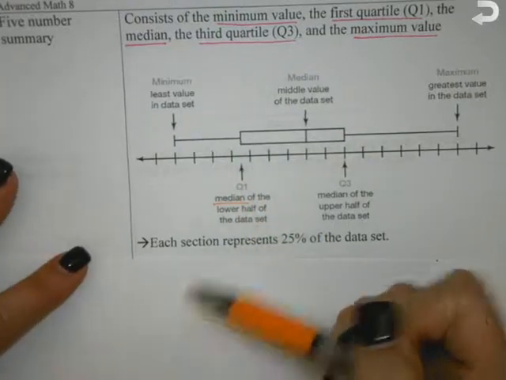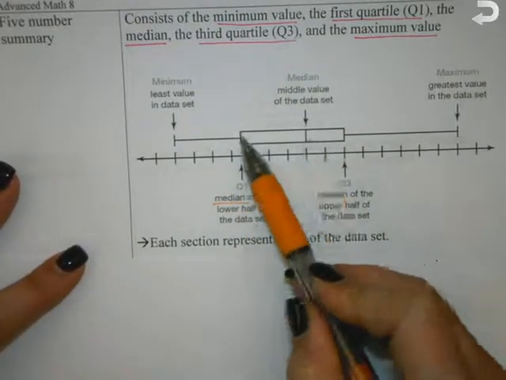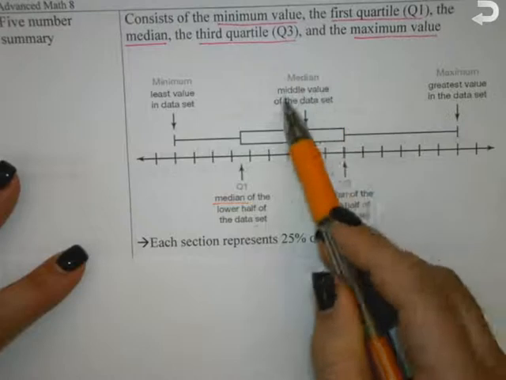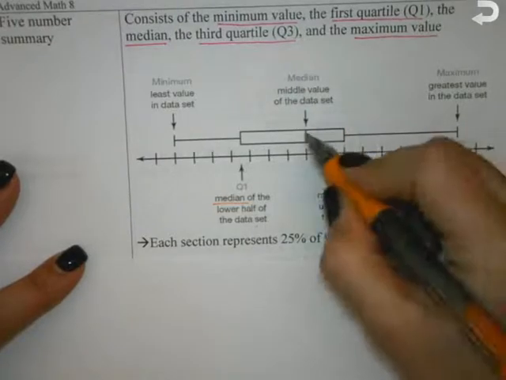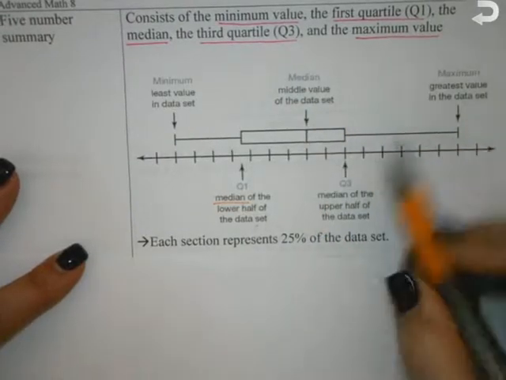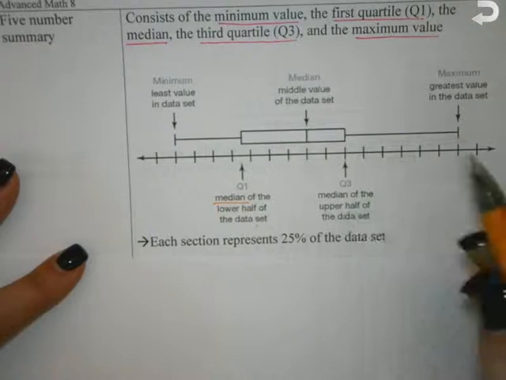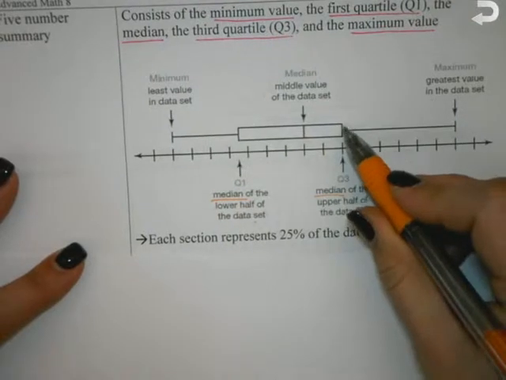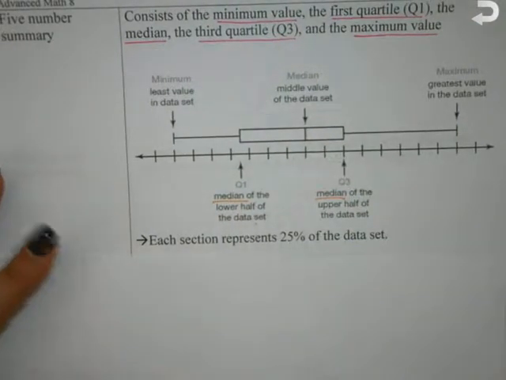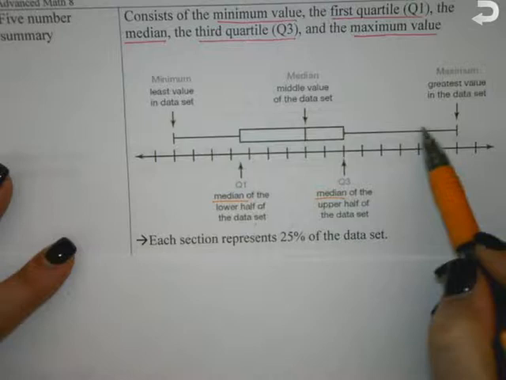And then we have our middle half here. Your median is the middle value of the entire data set. So this line represents the middle. Quartile 3 is the median of the upper half. So it starts on the upper half, right in the middle, and it goes all the way until the maximum value, which is the largest value.